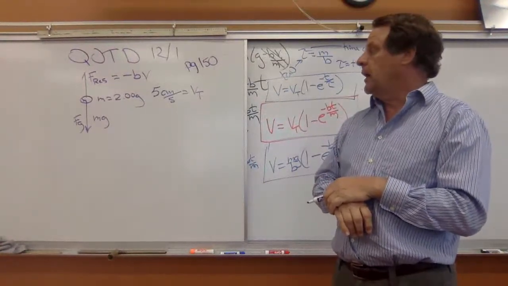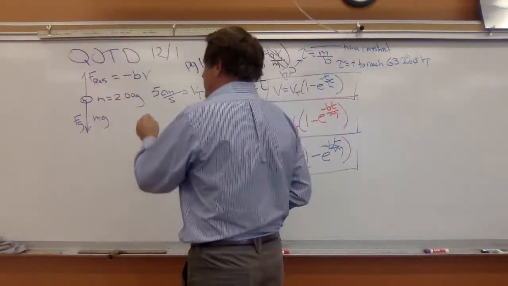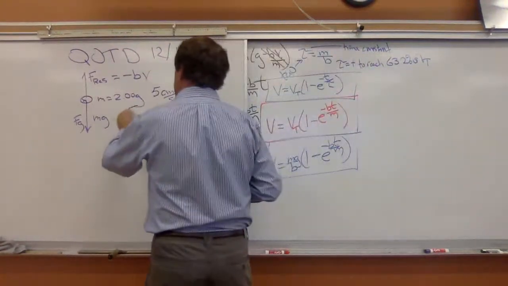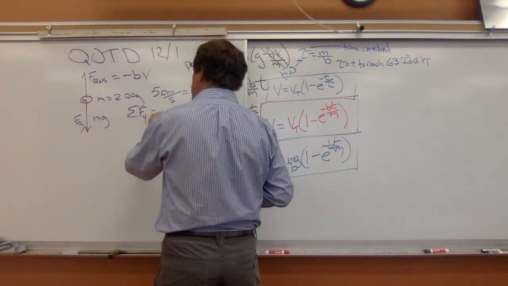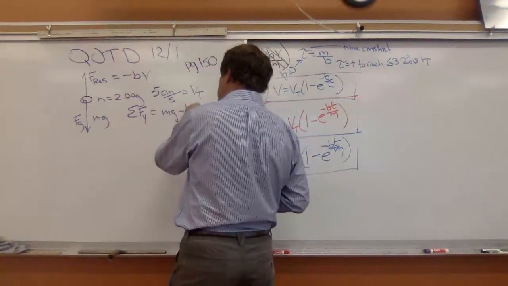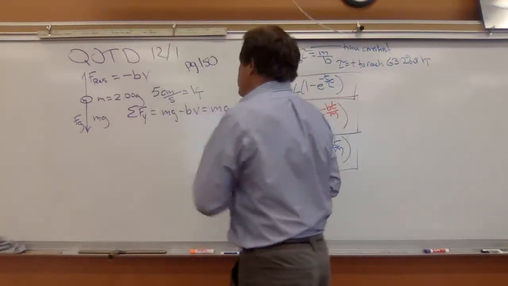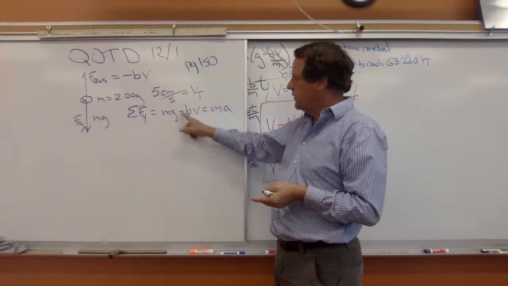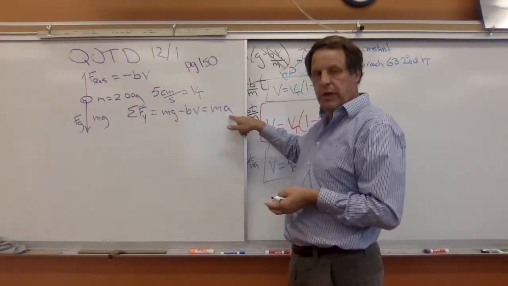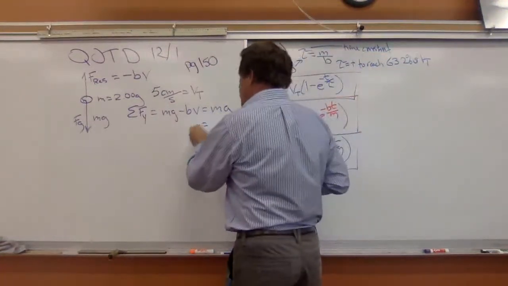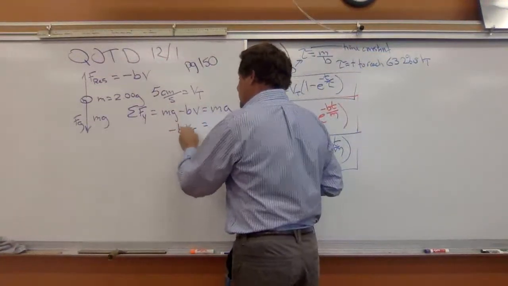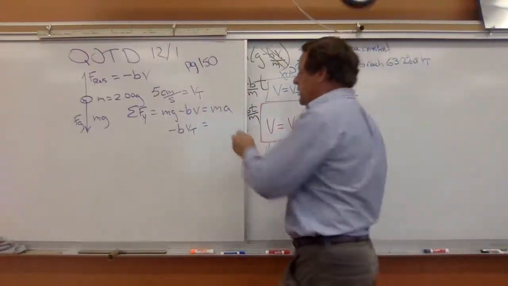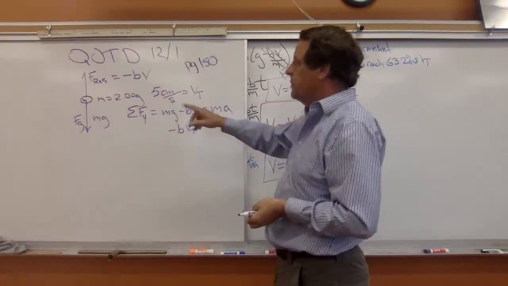Now, if we just think about this quickly from our sum of the forces, the sum of the forces in the y direction would be mg minus bv, which would be equal to ma. Force down is positive. There's the resistance force. It's negative because it's going in the opposite direction. Equals ma. Now, if this is terminal velocity, that means it's as fast as it can go, that means the acceleration is equal to 0.